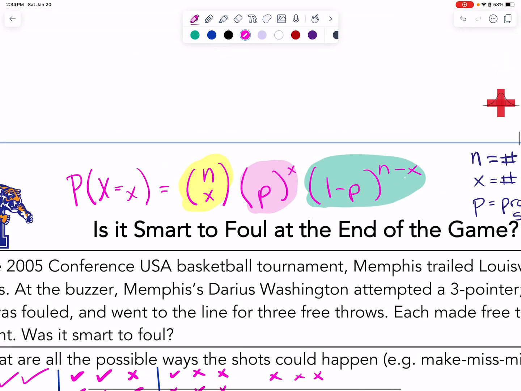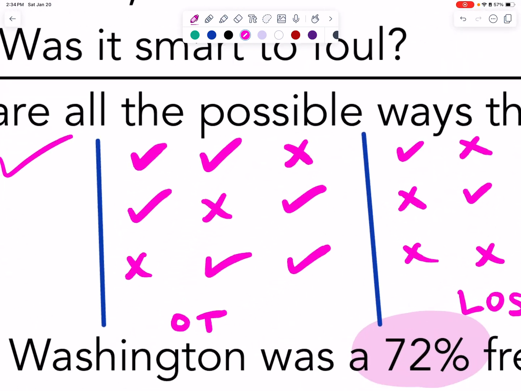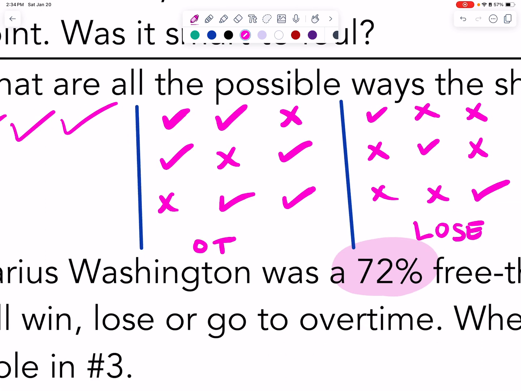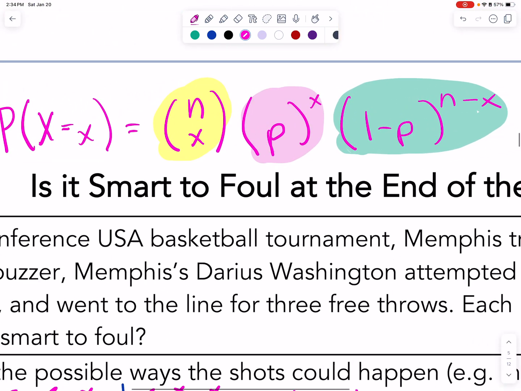If you see this formula here at the top of the page, it is on your formula chart, and it's going to be the formula we're going to be using today. The yellow part is the choose part that I just talked about. So for instance, for my overtime, this would be 3 choose 2 because I have 3 shots and I'm making 2, and that would actually get me, if I put it in my calculator, 3. So the yellow part is the number of ways what I'm doing can occur.